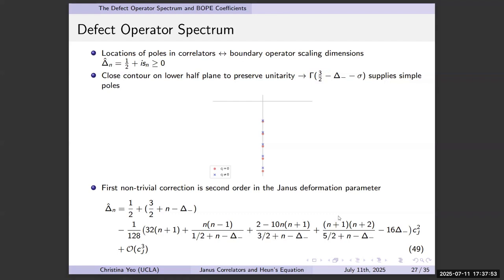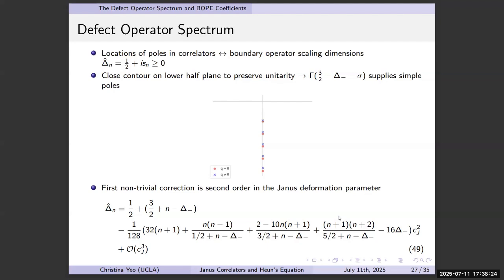And this shifted pole location, after throwing it into Mathematica, came out to this. And this is one of the main results of our paper. We got the spectrum of the boundary operators in terms of the Janus deformation parameter from using the data of the AGT correspondence. So this is the first main result, and there was no first order correction in CJ.